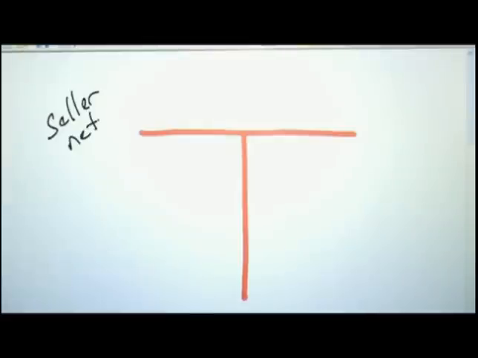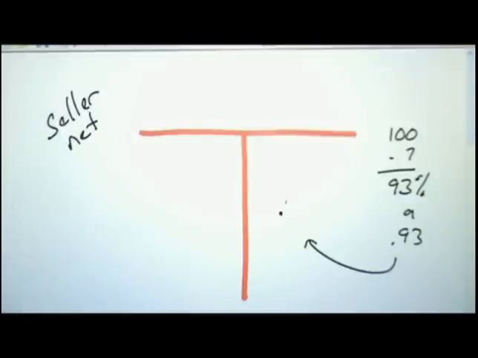And in order to make a seller net problem work, we need to invert the commission or the percentage. And when I say that, I mean we need to take the commission, which in this case is 7%, subtract it from 100, which gives us 93% or 0.93, which is the number that I'm going to put in my rate section.